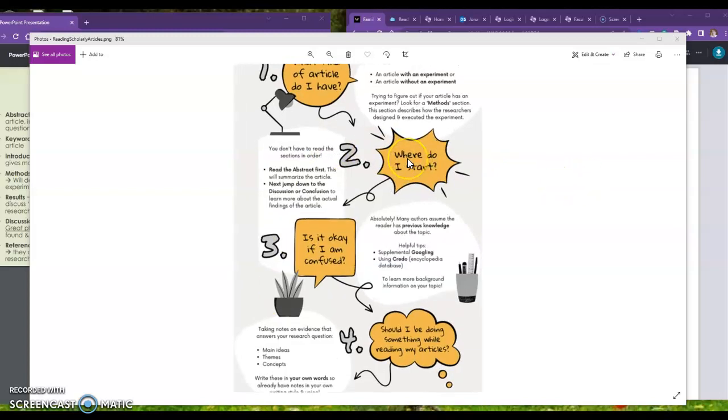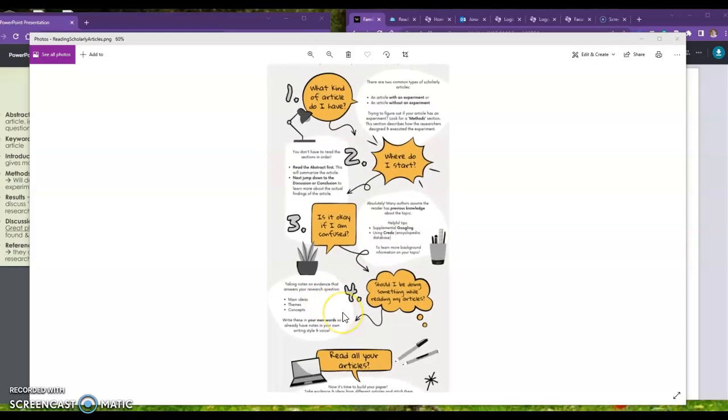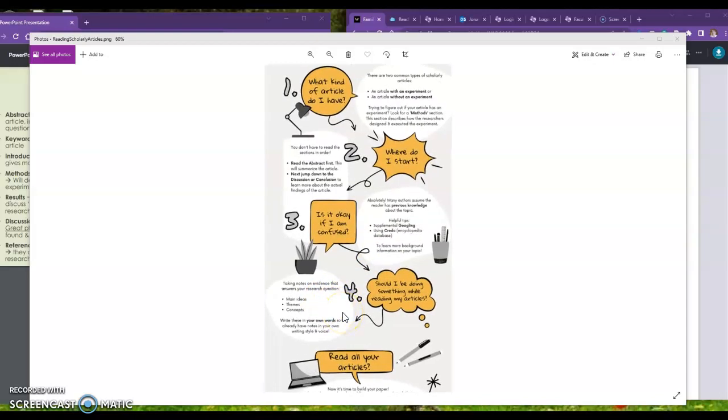So just to review: what kind of article do I have? That means with an experiment, without an experiment. Where do I start? Remember, use the sandwich method. You have your abstract, and then you jump to the discussion or conclusion. And then if you're confused, I would Google a few terms, maybe find a Wikipedia article, use Credo, that's one of our databases, to find information about that. While I'm reading, I take some notes in my own words, some main ideas.